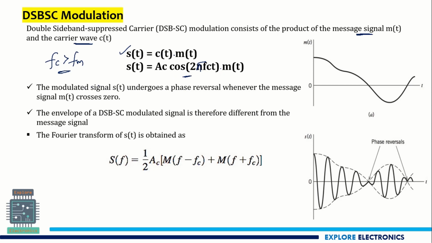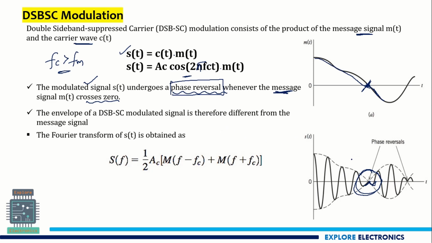Here the modulated signal after the modulation undergoes a phase reversal. You can see over here, whenever the modulating signal or the message signal crosses 0, it is crossing 0 over here, means it is going down, means negative. At that time, if you look at the modulated signal over here, it is changing its phase. That will be called as phase reversal. So in DSBSC modulation, whenever the message signal crosses 0, the modulated signal changes its phase. That is one concept we need to remember.